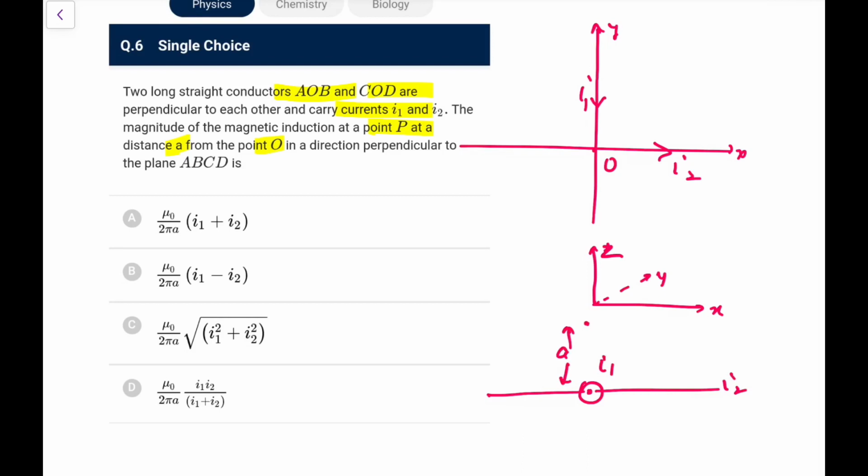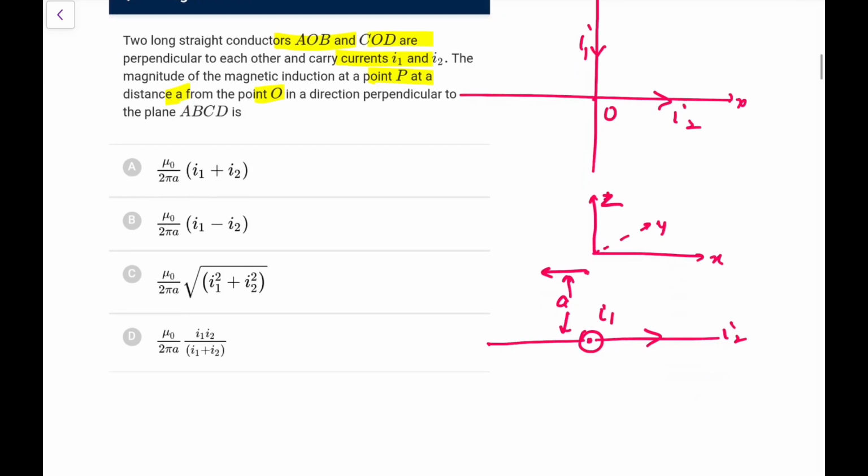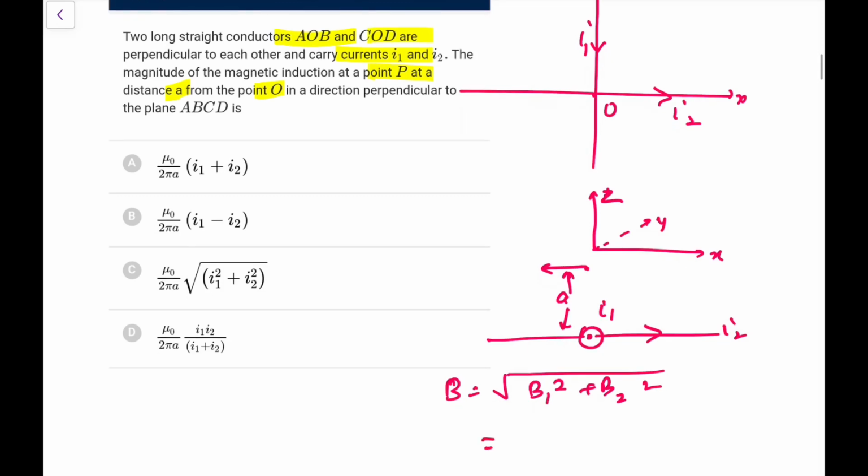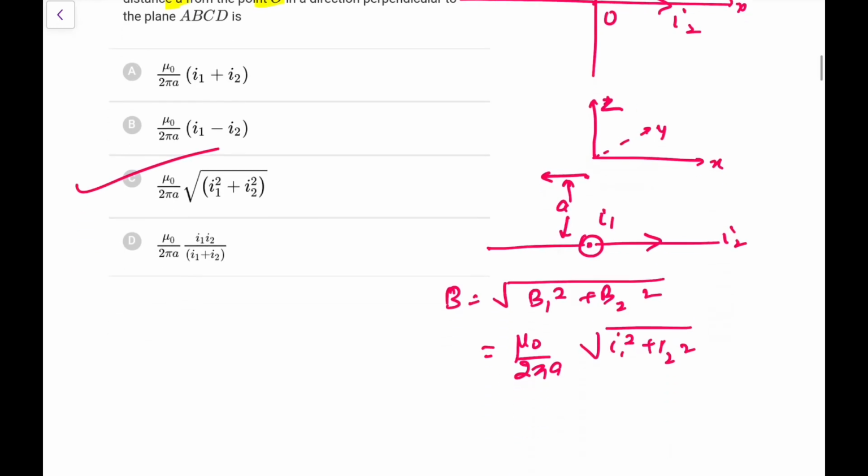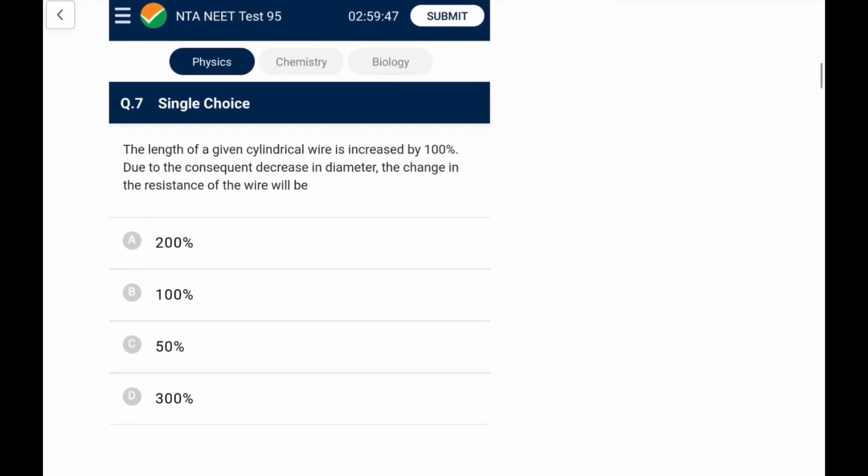Due to I1 if I calculate the field, it would be here. Due to I2, if I calculate the field, because it is going here, it would be coming upwards. So both would be perpendicular, so B would be under root of B1 square plus B2 square. That you can make out. Now we know the field is mu naught I upon 2 pi A, so mu naught upon 2 pi A is common, it would be under root of I1 square plus I2 square. Go for option C. Just visualize and solve.